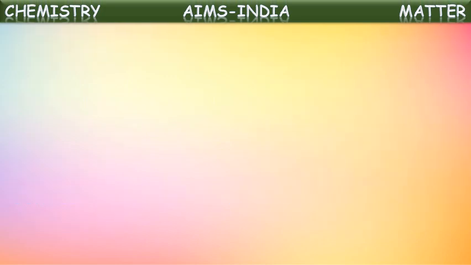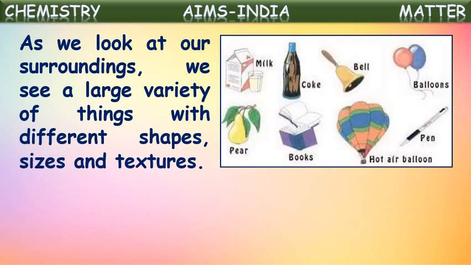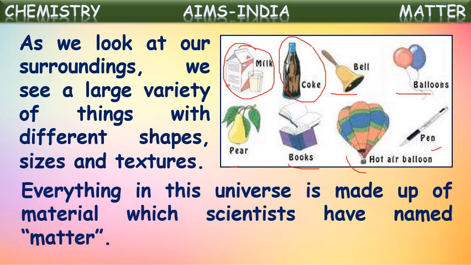See, as we look at our surroundings, we see a large variety of things with different shapes, sizes, and textures. In this figure, we can observe the milk packet, and here the Coke bottle, balloons, and pear fruit. These are the books, and this is a hot air balloon, and this is the pen. All of those are matter, with different shapes and different sizes. We can consider all these as matter because they have mass and they occupy some space. So we can consider all these examples as matter in this universe. That is what they are explaining here.